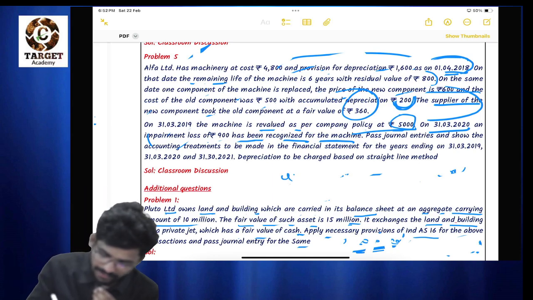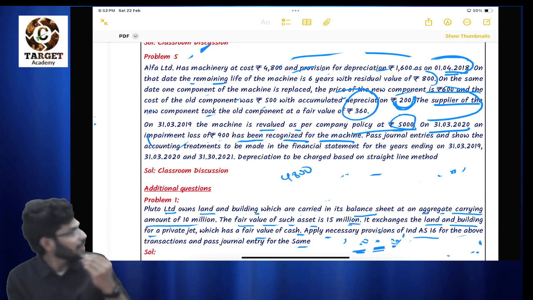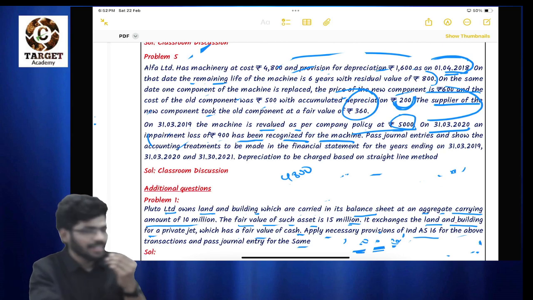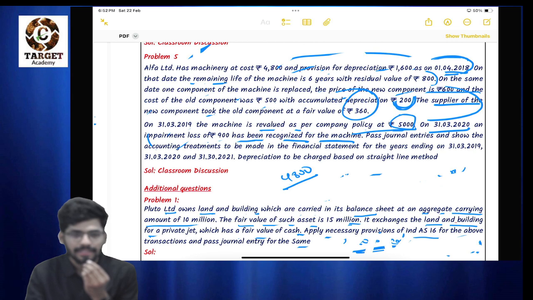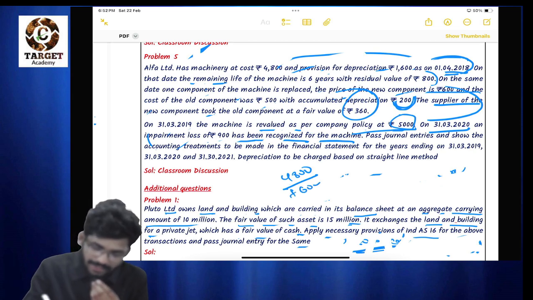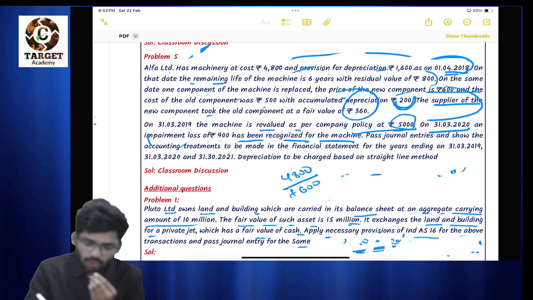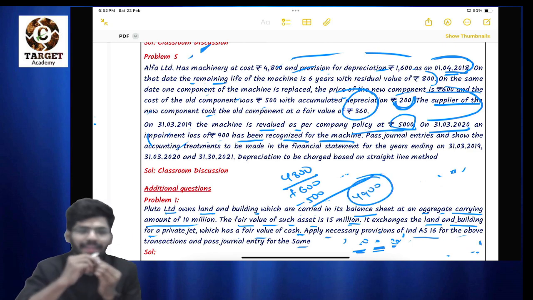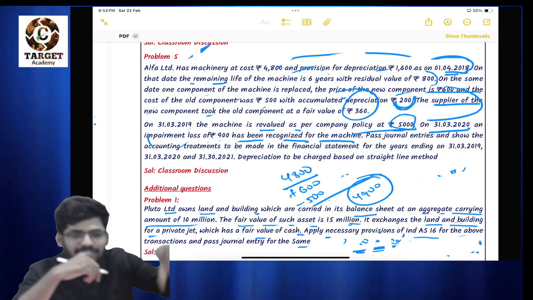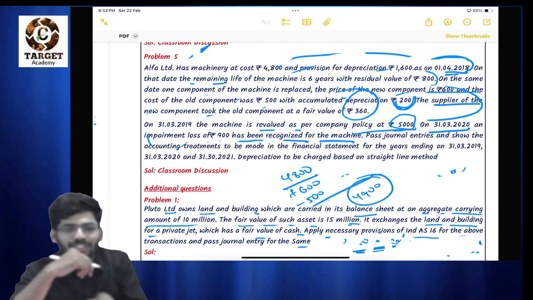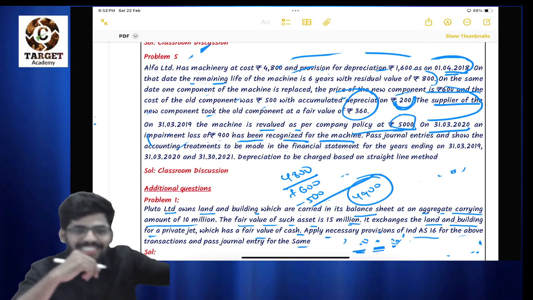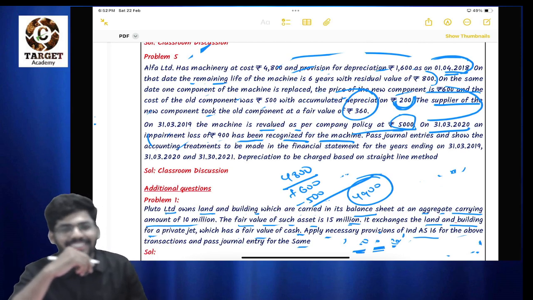Understood? Sir, this is a special question, which is not there even in our CA Final. Okay, the cost of the asset is 4800. Correct. New cost of the asset is 600. Old cost we have already de-recognized. How much? So balance, as of now the cost of the asset is 4900. That is revalued to 5000. How much does the asset value increase? Only 100.